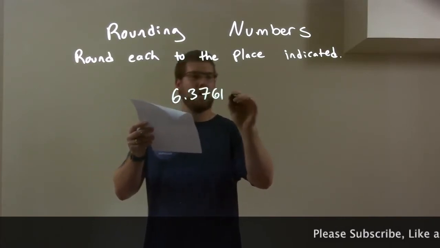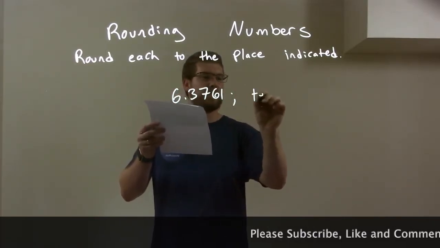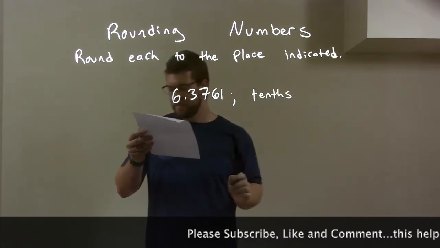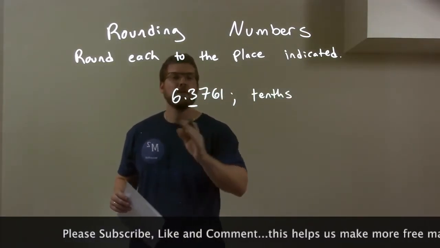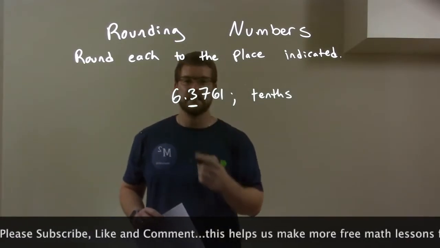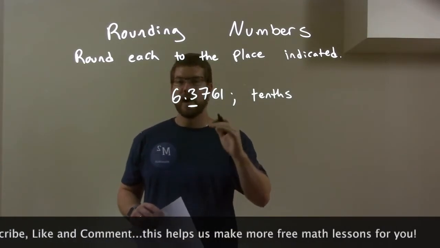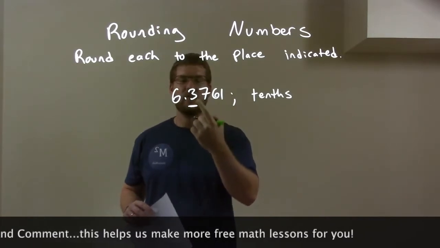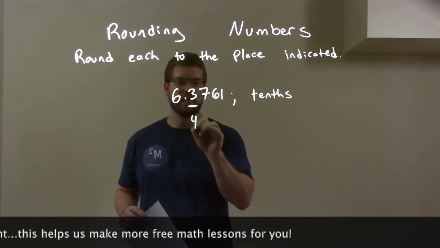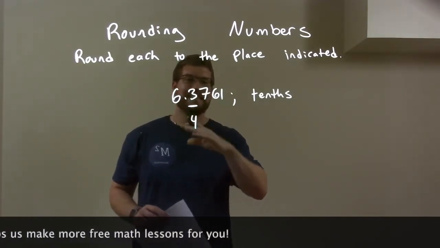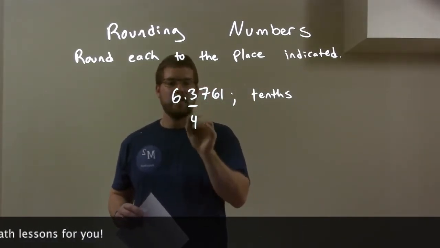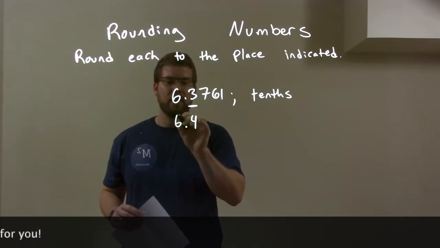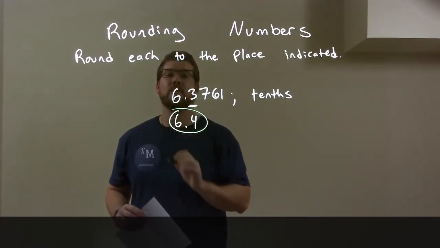6.3761. And I'm rounding that to the nearest tenths. Okay? Well, the tenths place is right here where that 3 is. Okay? So I look to the right. The right of the 3, I see a 7. The 7 is between 5 and 9. That causes a 3 to round up to be a 4. Okay? The rest to the right, we throw away, it disappears, we don't need it. The 6 and the decimal point comes down, and we have our final answer of just 6.4.